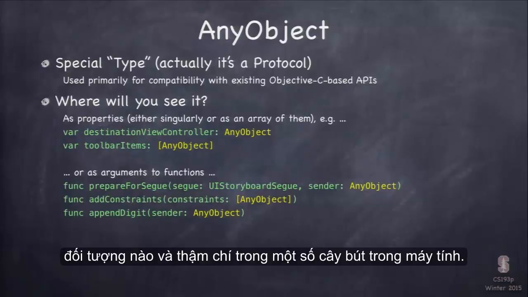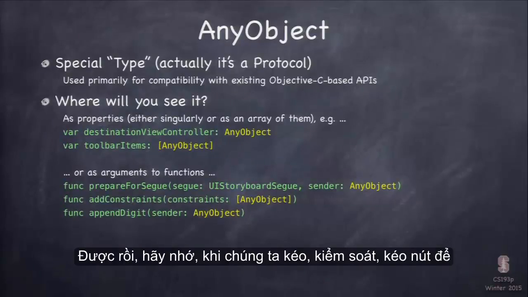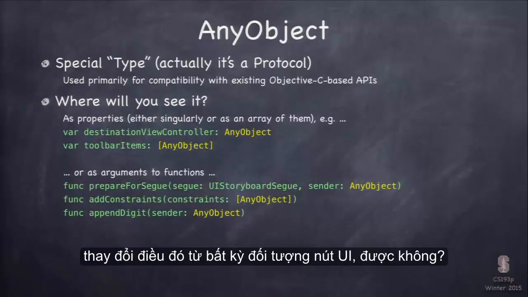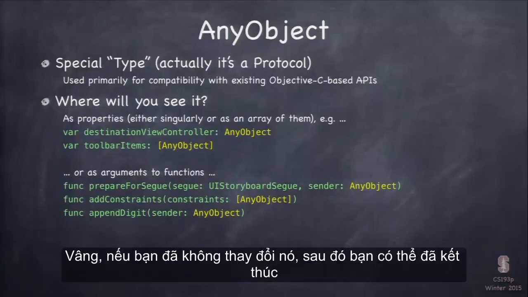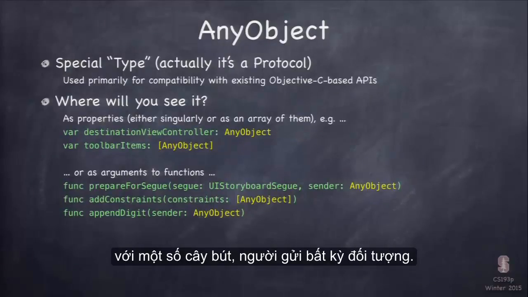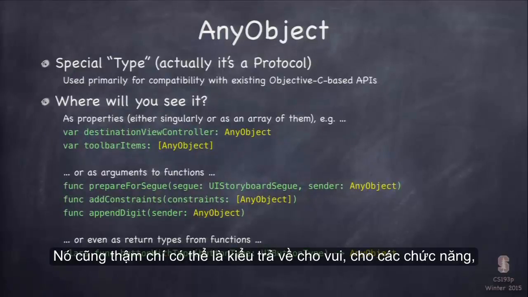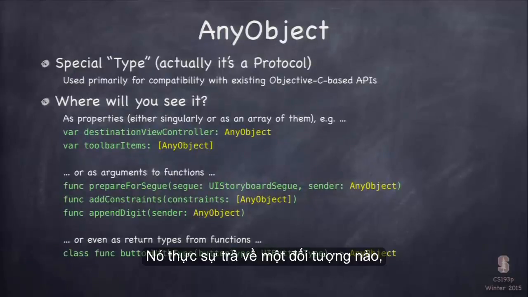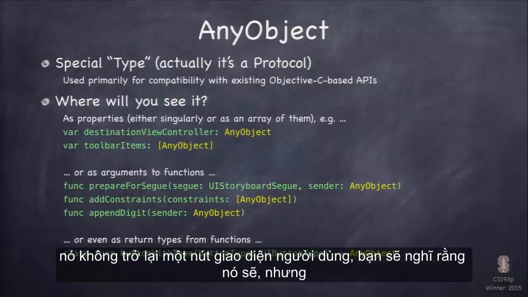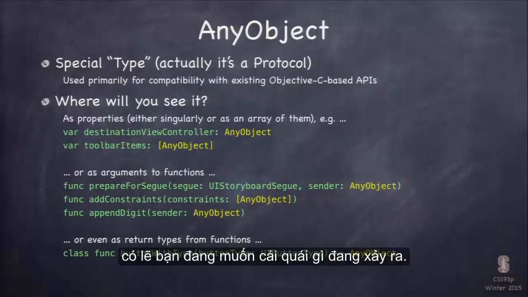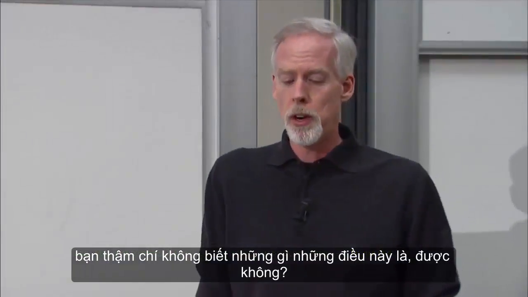Even in appendDigit in calculator, remember when we control-dragged the button to make appendDigit? I made a big deal of saying, change that from AnyObject to UIButton. Well, if you hadn't changed it, you could have ended up with appendDigit sender AnyObject. It can even be the return type for functions. Like that buttonWithType I talked about a few slides ago, it actually returns AnyObject. It doesn't return a UIButton. You'd think it would, but it doesn't. It returns AnyObject. You're probably wondering what the heck is going on. Why would we be passing around these pointers? We don't even know what these things are.